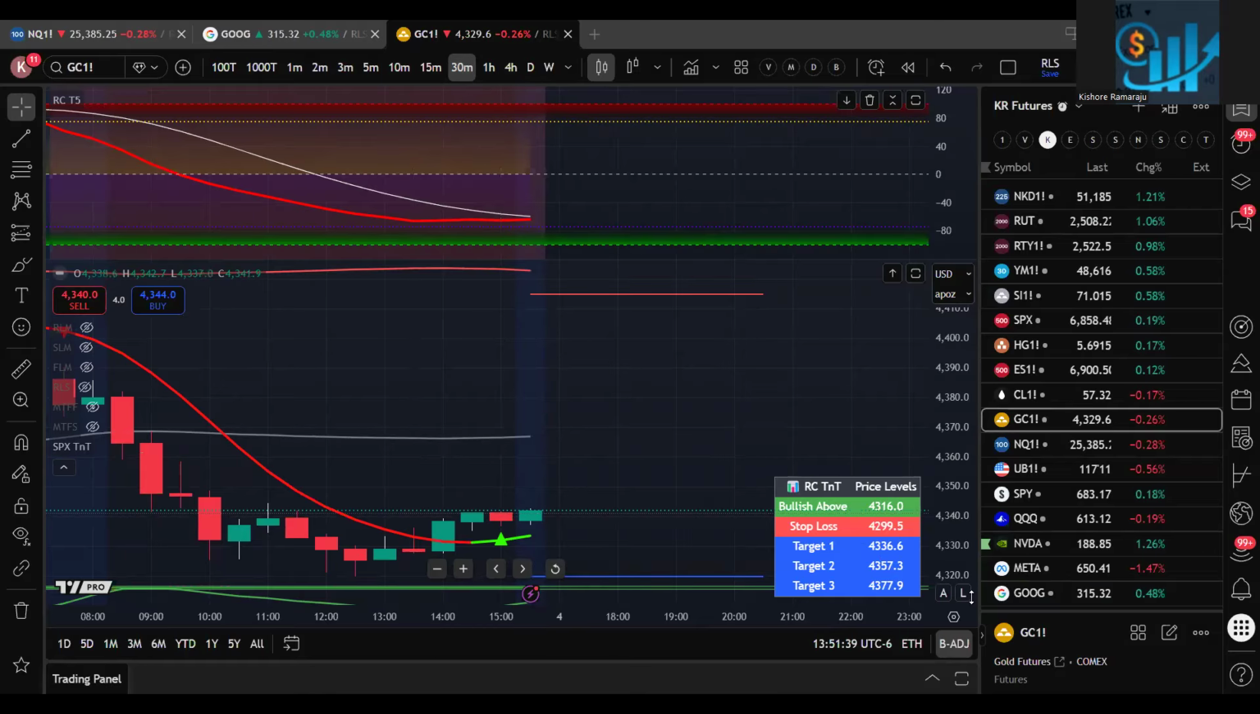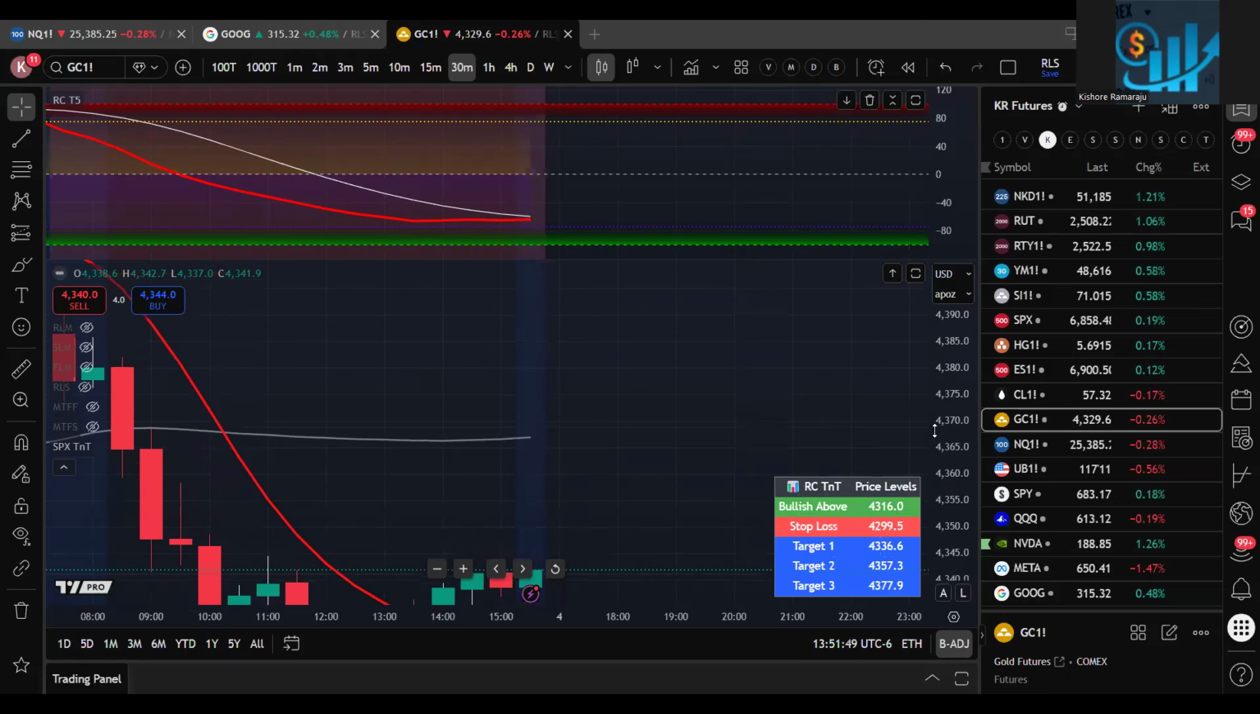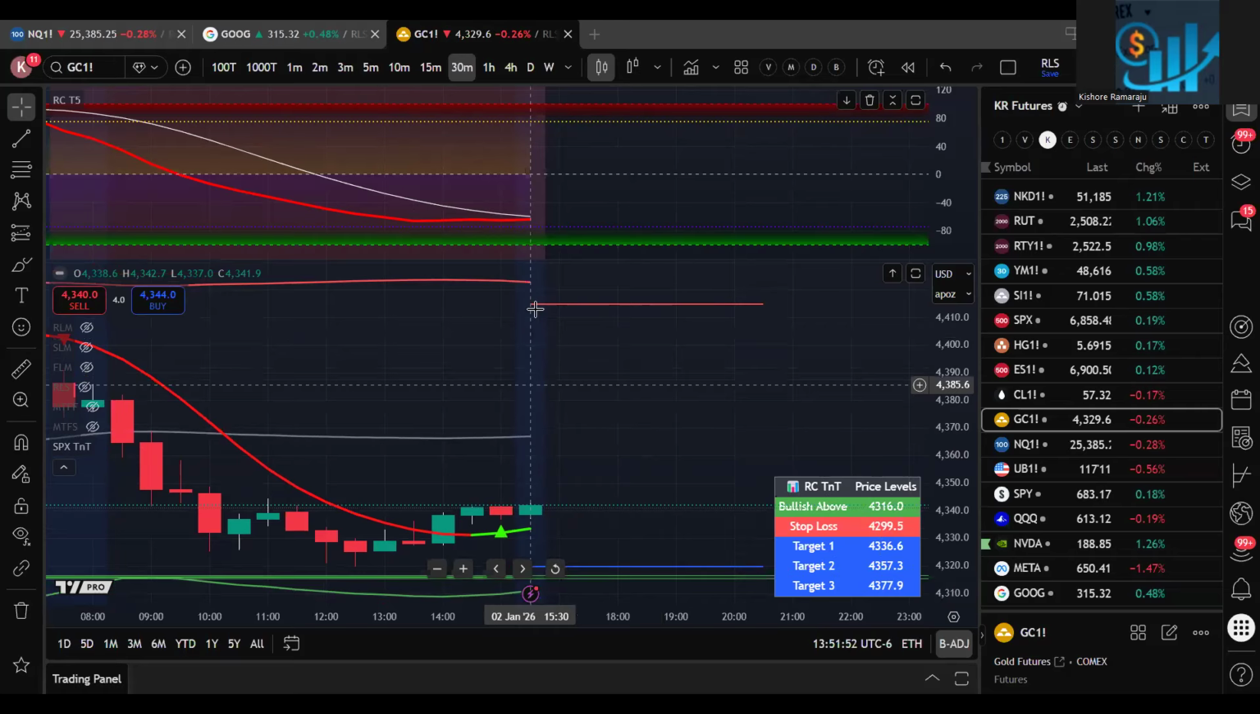So if you have a personal account, you can hold until minimum until 4357. We may see 4357, 4377, mostly today night. We will see gold going up all the way to, right? This is where you have target 1, target 2, target 3 for gold.